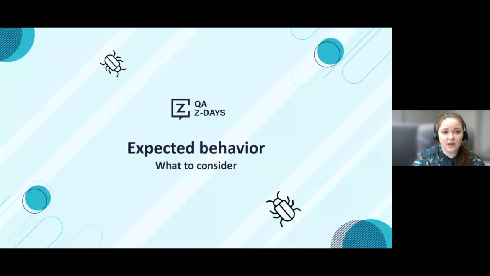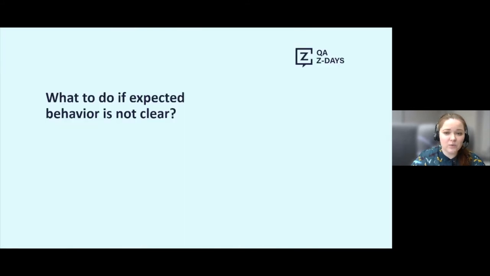Okay, so what to do when expected behavior is not clear? You considered all the important things, but still the standard does not explicitly mention something that you require. In this case, my recommendation would be to find trustworthy sources. I will give you several of them, and maybe you would be able to suggest even more from your experience. It would be great if you could share them in the comments.